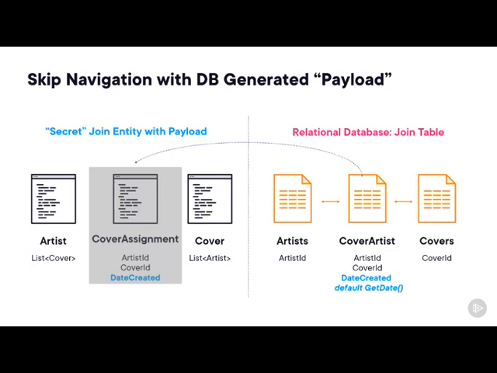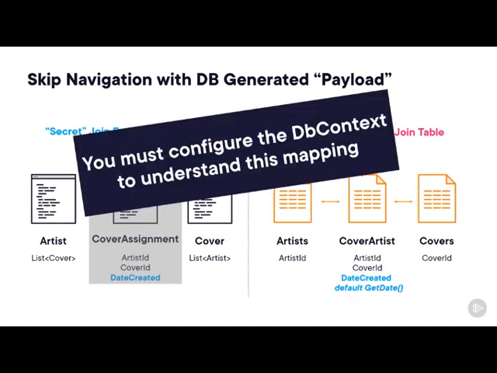So how do we get that column populated? By specifying that the DateCreated property maps to a column in the database that has a default value, for example, SQL Server's getDate function. Another key ingredient of this pattern is that it will not be recognized by convention. There's nothing in the Artist or Cover class that connects it to the CoverAssignment class. And the CoverAssignment class has no knowledge of the Artist or Cover class. For example, it doesn't have any navigation properties. So EF Core will just continue with the skip navigation that we were already using, unless you explicitly map this in the DbContext OnModelCreating.